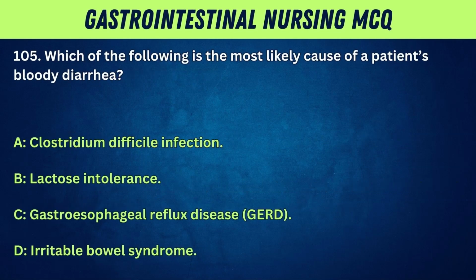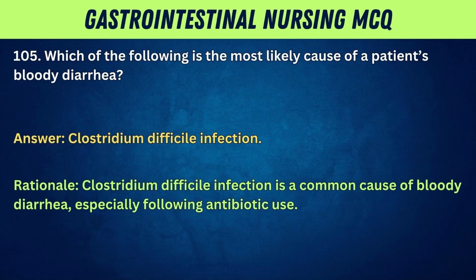105. Which of the following is the most likely cause of a patient's bloody diarrhea? A. Clostridium difficile infection. B. Lactose intolerance. C. Gastroesophageal reflux disease, GERD. D. Irritable bowel syndrome. Answer: Clostridium difficile infection. Rationale: Clostridium difficile infection is a common cause of bloody diarrhea, especially following antibiotic use.